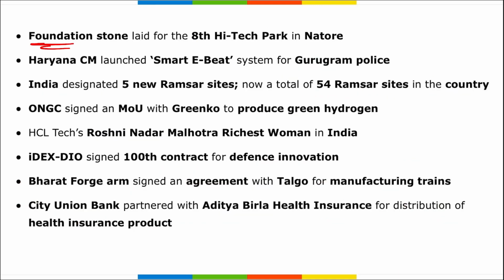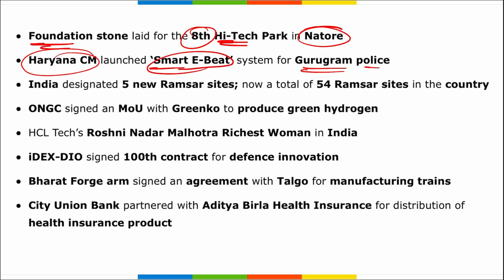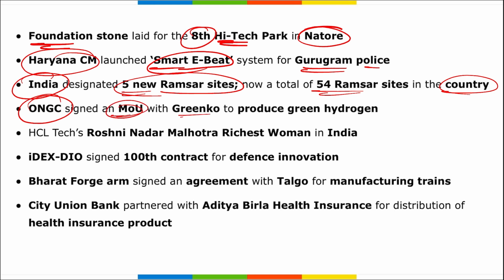Next, foundation stone was laid for the 8th high-tech park in Natore. Haryana's Chief Minister launched smart e-beat system for Gurugram Police. India designated 5 new Ramsar sites, so there are now a total of 54 Ramsar sites in the country. ONGC signed an MOU with Greenko to produce green hydrogen.